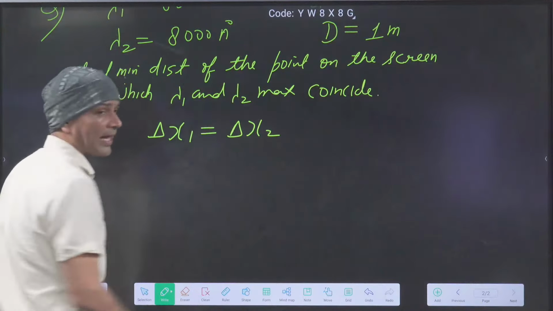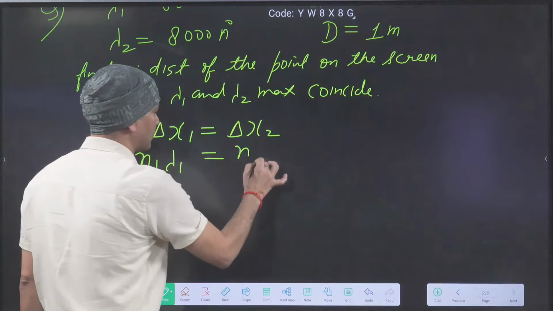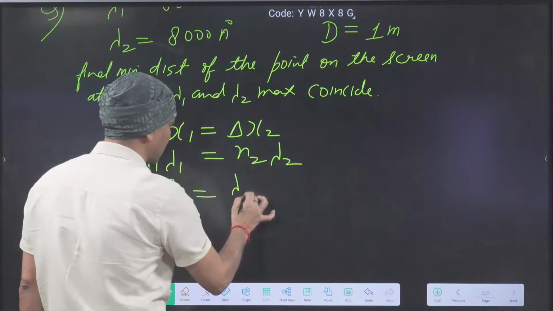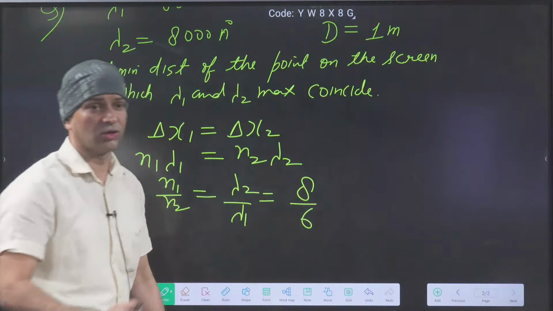Now I am saying the maxima for both, then I can say what? N1 lambda 1 is equal to N2 lambda 2. Then from this, N1 by N2, what will I get? Lambda 2 by lambda 1. That is equal to what? 8 by 6. Now listen.